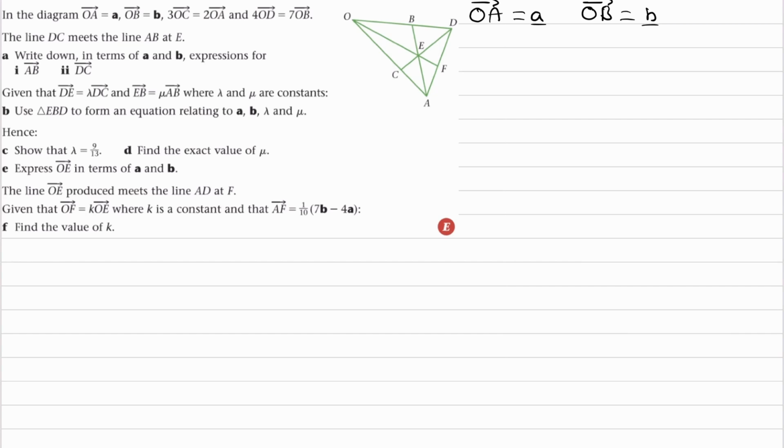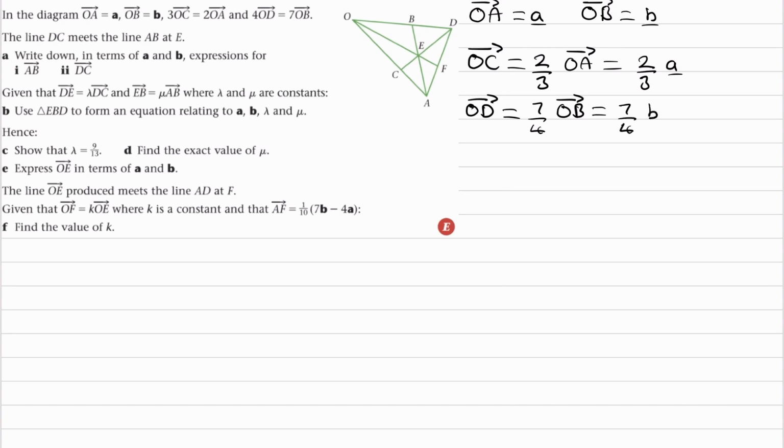3 lots of OC is equal to 2OA. I'm going to write that in terms of OC, because we have OA, so we can then work out what OC is from this. OC is 2/3 of OA, so this is equal to 2/3 of a. And similarly, from this we can work out what OD is. So OD is equal to 7/4 OB, which is then 7/4 b. And I'm just going to start underlining all the vectors that we have in orange, just so they're easy to spot later on.